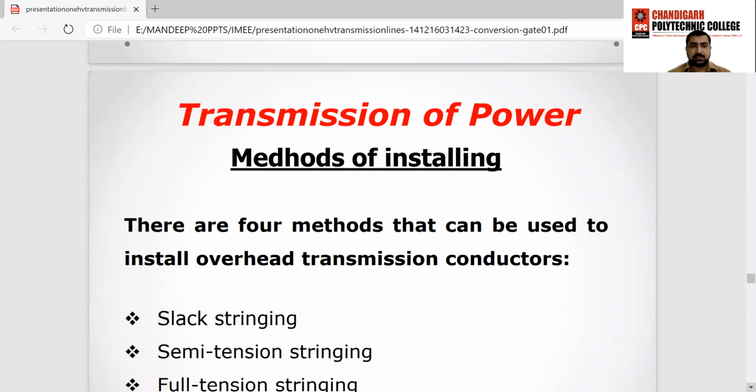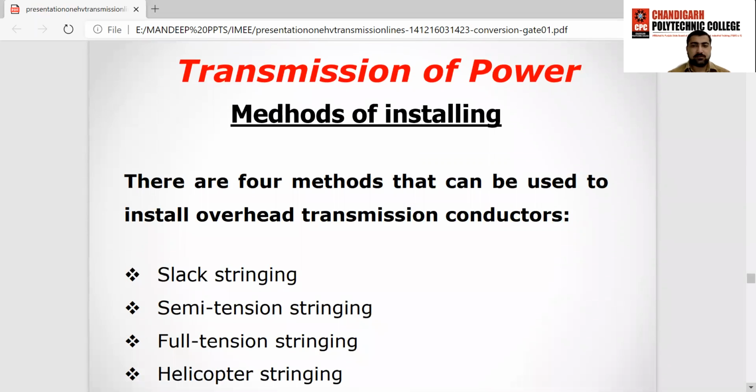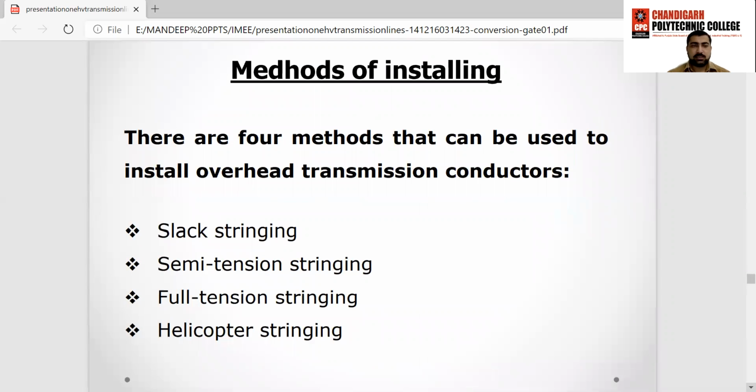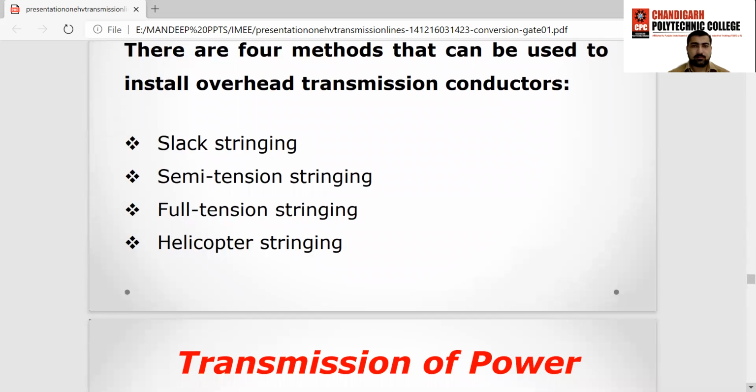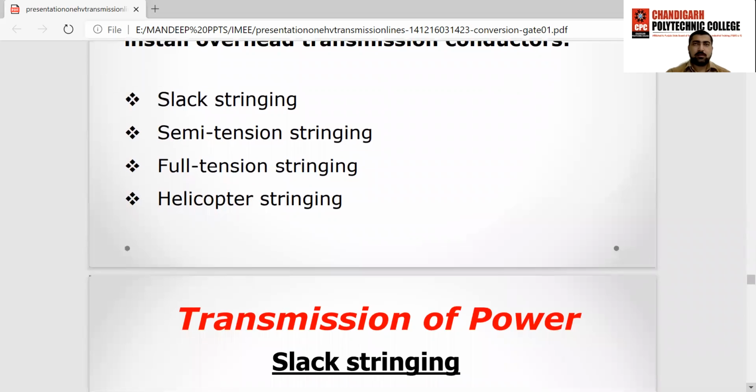There are some methods of installing. There are four methods that can be used to install overhead transmission conductors. The first one is slack stringing, the second one is semi-tension stringing, the third one is full tension stringing, and the last one is helicopter stringing. We will discuss it later in the next lecture.